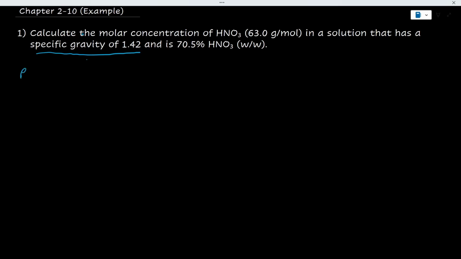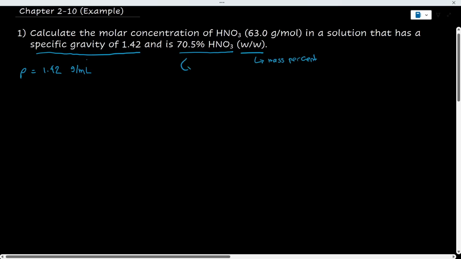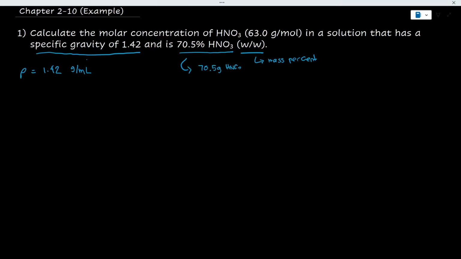So we could say the density would be 1.42, and that is in gram per ml unit. And we also have here 70.5% nitric acid weight per weight. So this is mass percent. So this is 70.5 grams HNO₃ per 100 gram solution. Since it is in mass percent, it would be X gram per 100 gram.